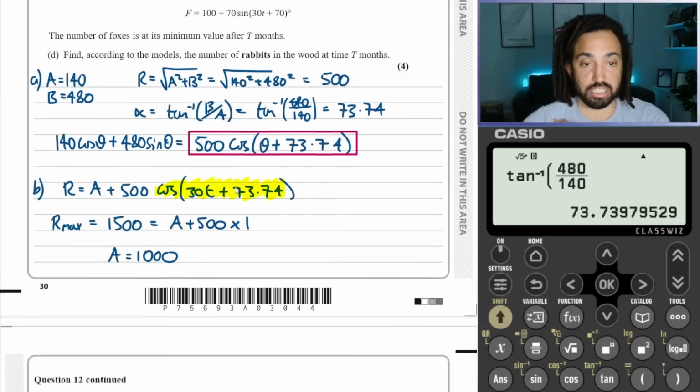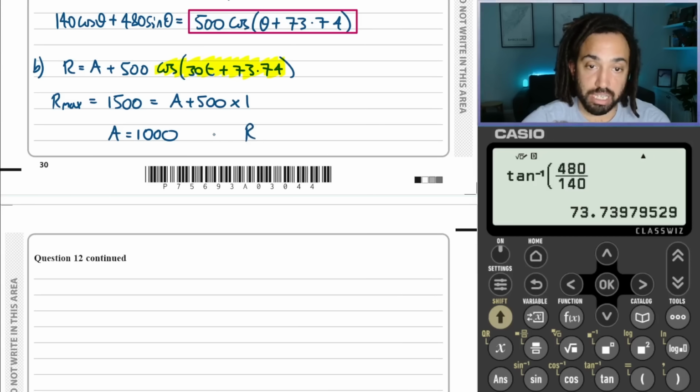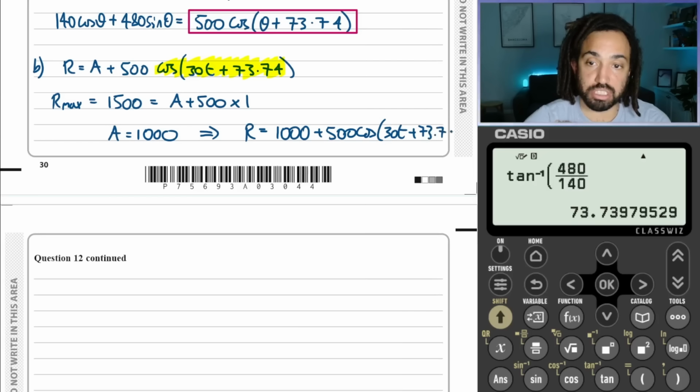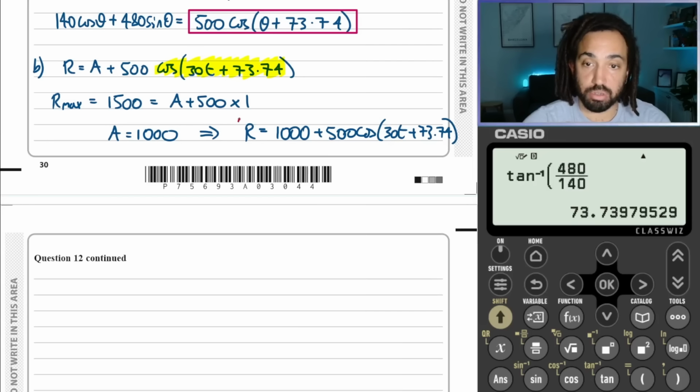So A is 1000, but it does say find a complete equation for this model. So I need to write the actual equation out. So the equation would be R is equal to 1000 plus 500 cos of 30t plus 73.74. Okay, so that is the equation in full.